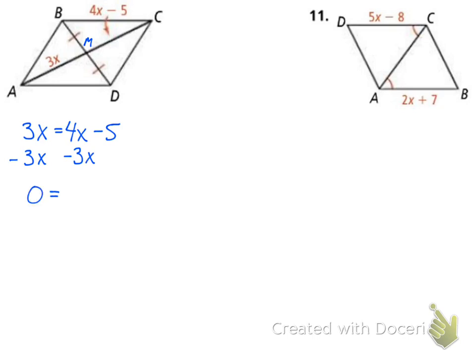Again, just make sure I keep a 0 on the left-hand side. I have x minus 5. Add the 5 to the other side to get x is equal to 5. And again, that's doing diagonals being bisected, so that's theorem 611.